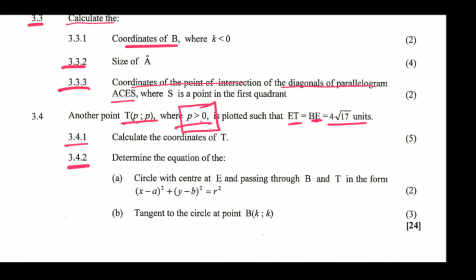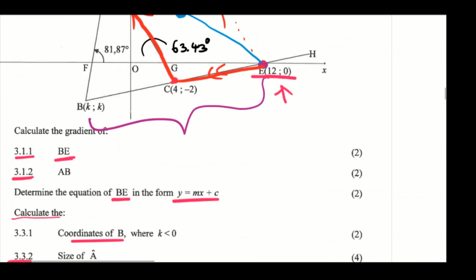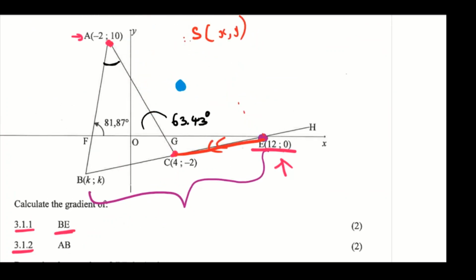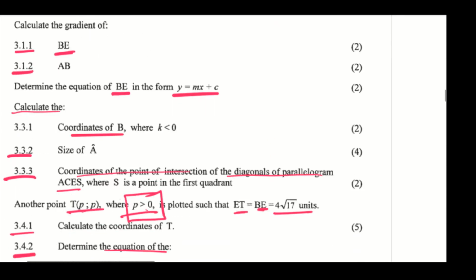Now we're going to do 3.4.2. We are asked to determine the equation of the circle in A, where the circle has center E and passes through points B and T, right? So we must write it in the form (x minus a) squared plus (y minus b) squared equals r squared, right? For us to identify this equation, we know the coordinates of point E. We know E is given as 12 and 0 from the diagram, and let me just erase everything here for us to see. So we know that point E is this one here, and another thing is we need to just substitute, so really nothing much.